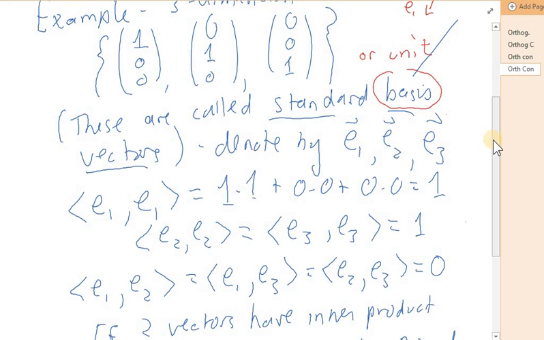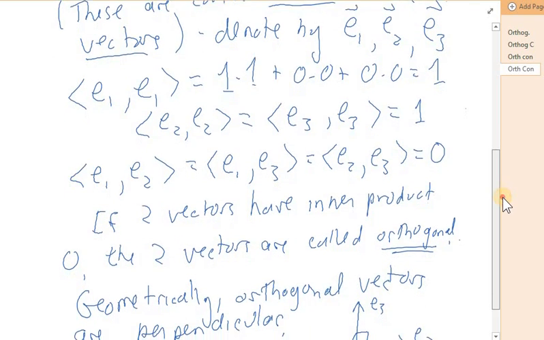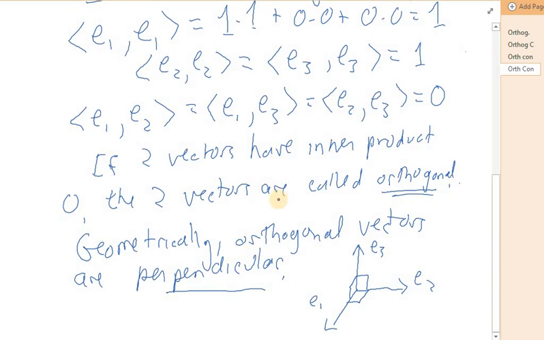And mathematically, we say that if two vectors have inner product 0, the two vectors are called orthogonal, and geometrically, orthogonal vectors are perpendicular. So here I drew E1, E2, E3, like the corner of a room. E1 is the edge of the floor, E2 is the other edge of the floor, E3 is the two walls meeting together. These are all mutually perpendicular. So we have three orthogonal vectors, three perpendicular vectors, and their inner products are all 0.